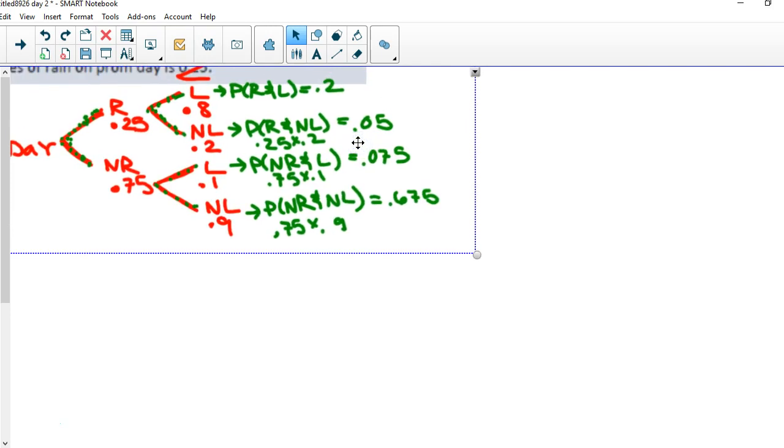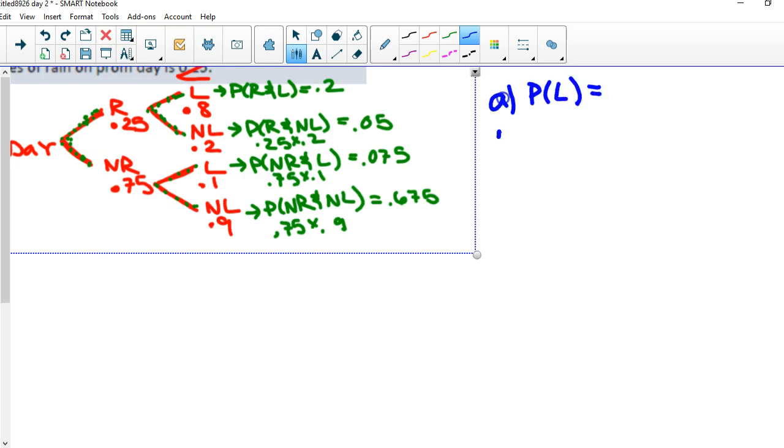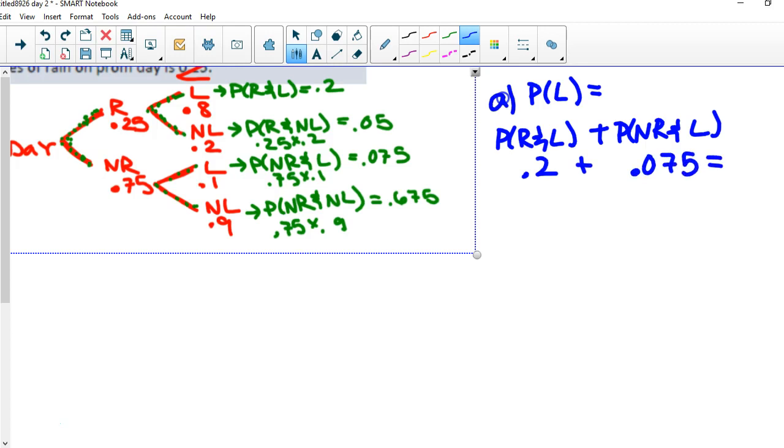Okay, I suspect if you do have to do a probability tree, it could be on the multiple choice. If it's on the free response test, they may ask you part A, what's the probability that she's late? Okay, well, there's 2 places she can be late. The probability of raining and late, or the probability of not raining and late. So you're just going to take 0.2 plus 0.075, which is equal to 0.275.